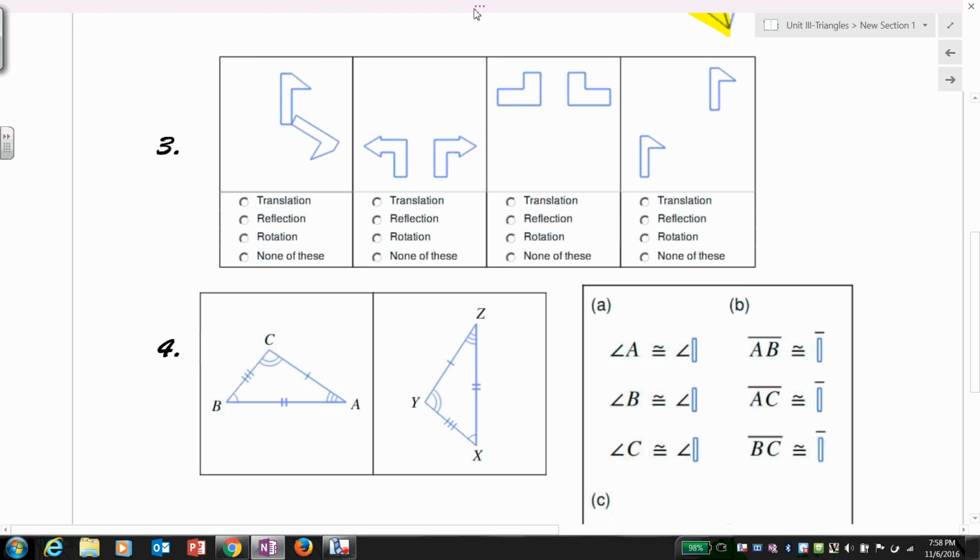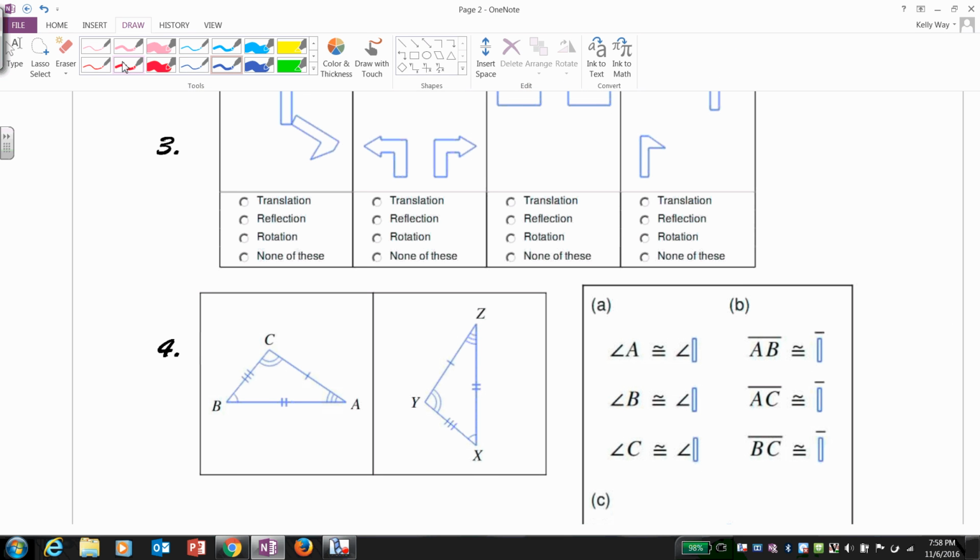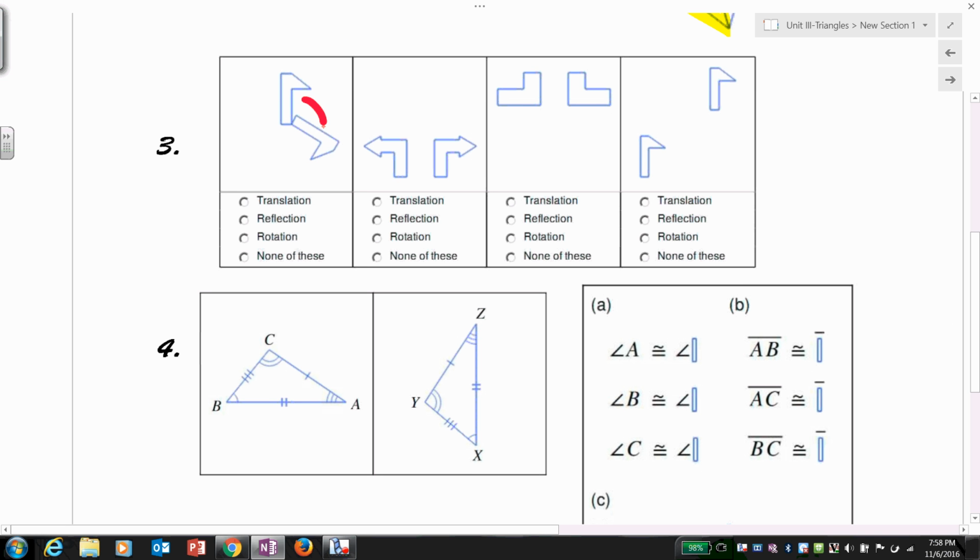Number 3 is asking for a translation, reflection, rotation. And here it's obvious that that is a rotation. This, you pretend there's a mirror there and you see it's a flip over a mirror, so that's a reflection. This is another reflection. This one is just a slide, the exact same image, so it is a translation.